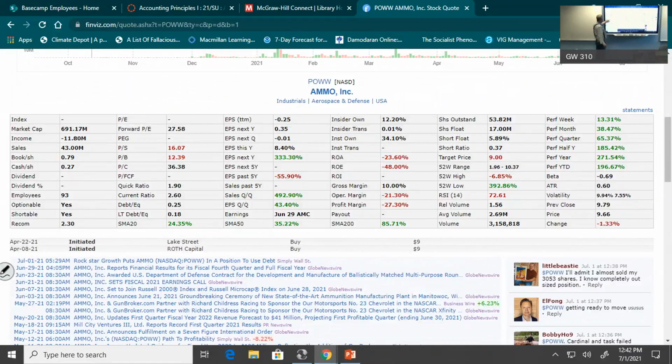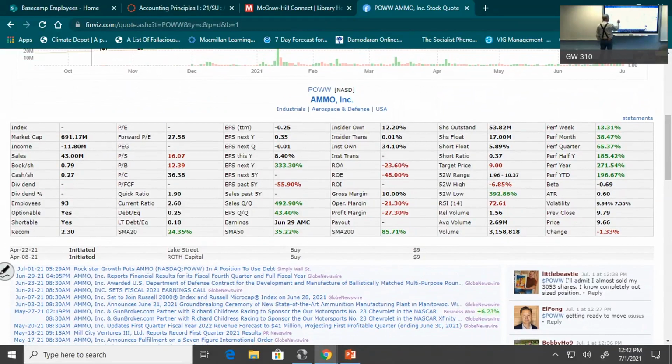So they only have 93 employees. Their sales are 43 million. Boy, that's pretty good. Look at this. Quick ratio: they have $1.90 in cash for every dollar in liabilities. We like that, right? We know that ratio from past. Their current ratio is even higher at 260. Their debt to equity is less than $1, right? That's what we like. And the long-term debt is less than 18 cents per dollar of equity. So the company looked good to me.